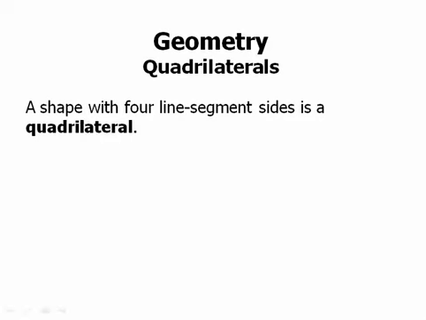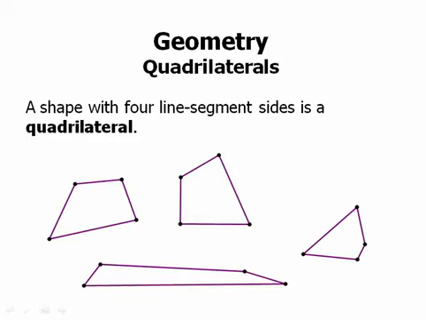Now we can talk about quadrilaterals. A shape with 4 line segment sides is a quadrilateral. So here we have 4 random quadrilaterals. These are actually called irregular quadrilaterals. It is possible for a quadrilateral like these to have 4 completely different side lengths and 4 completely different angles.